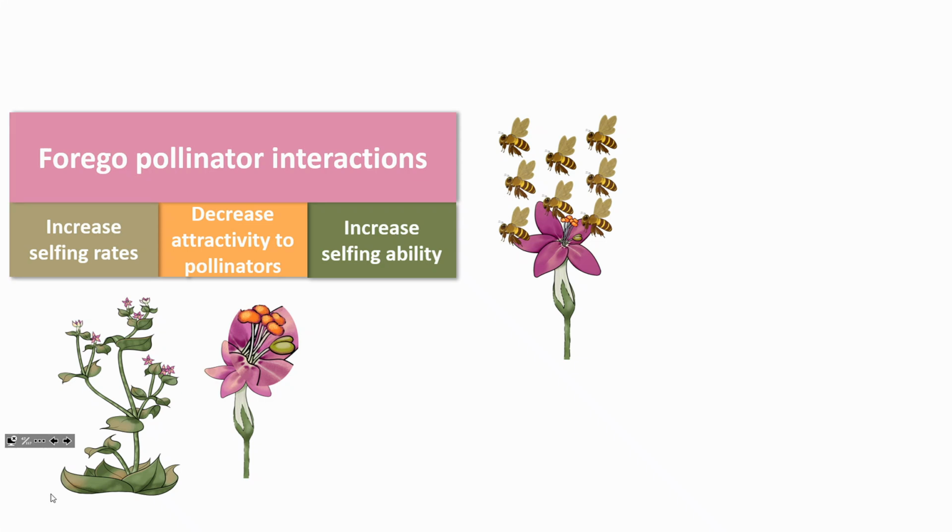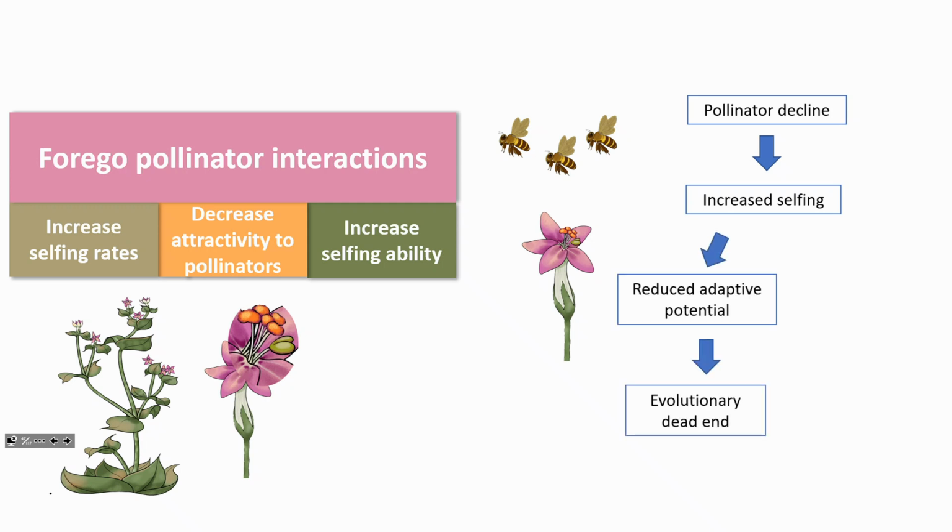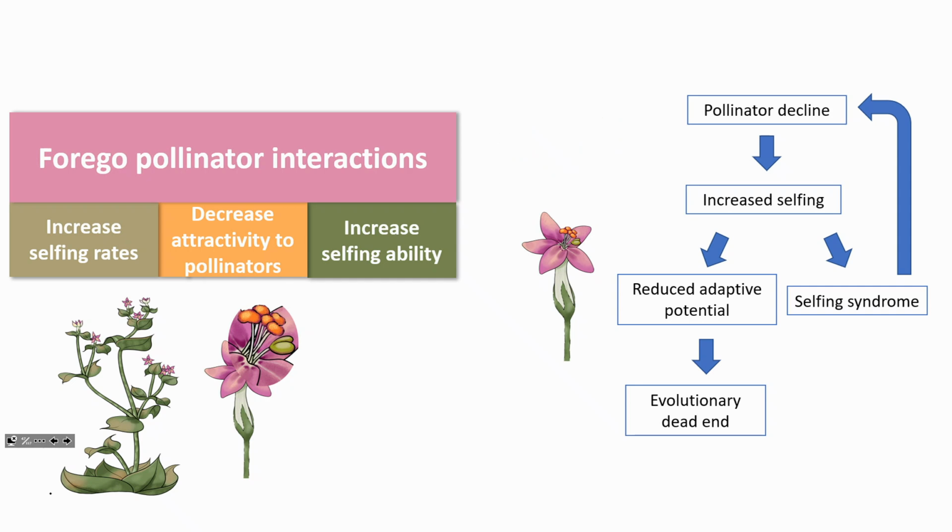So let's say that there is a decline of the pollinators in the environment, and the plants evolve towards increased self-pollination. This is accompanied by reduced adaptive potential because of loss of genetic diversity through selfing, which eventually leads to an evolutionary dead end. Dead end never sounds good. On the other hand, the increased selfing can be accompanied by the selfing syndrome, which makes the flowers less attractive to the pollinators and further accentuates pollinator decline.